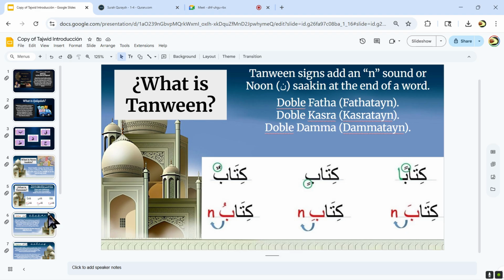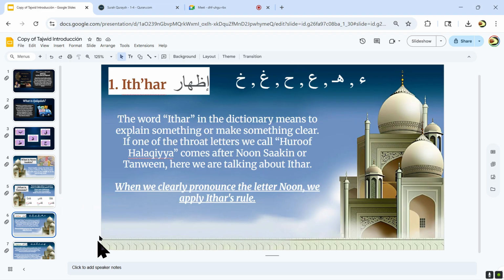All right, we're going to go into the rules of noon right now. The first rule is called idhar. Idhar is going to be these 6 letters, so you just have to write them down: hamza, ha, ain, ha, ghain, and kha. That's a hamza. If you notice, these 6 letters are called huruf al-halaqiyya because they come from your throat.